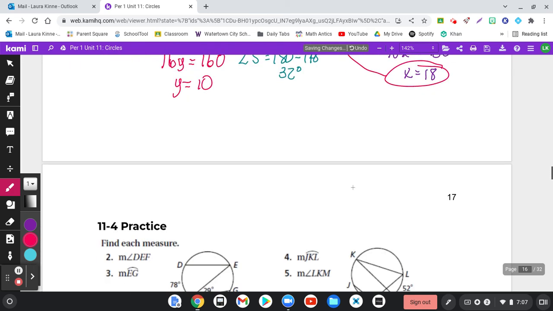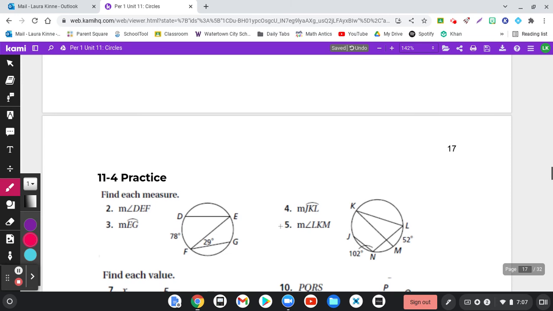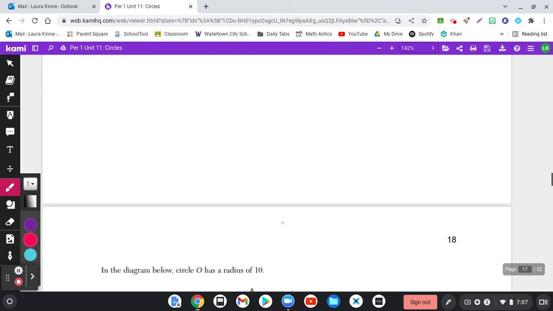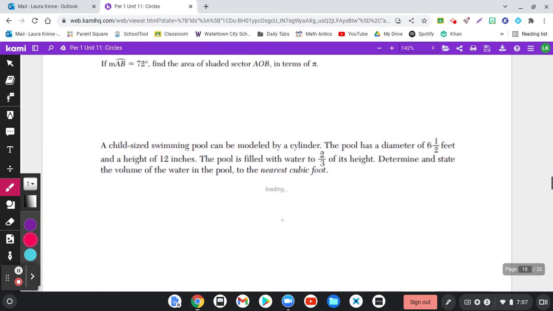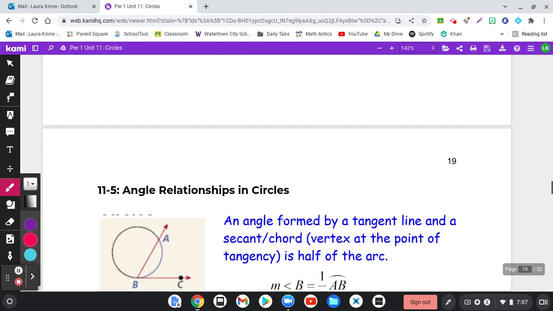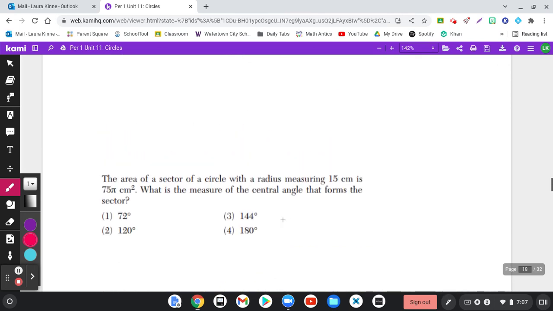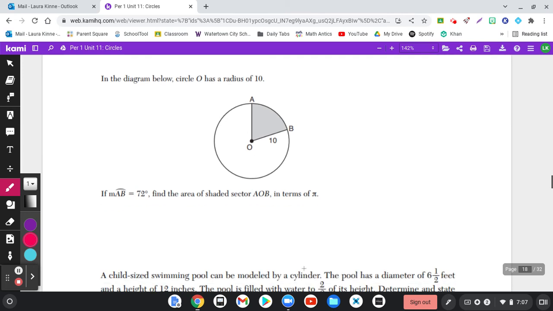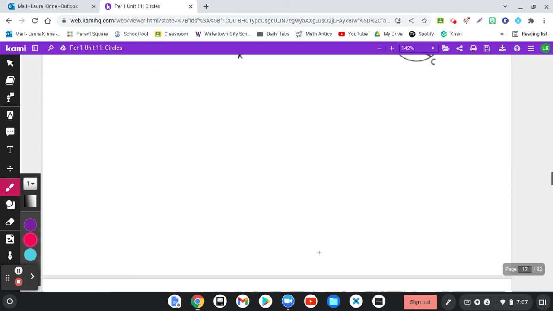Okay, that's it for inscribed angles. Give the practice a try. It shouldn't be too bad. The first page is what we just talked about. And then on the back, again, is that Regents review that's so important that you practice. We have just a couple more things to talk about, and we are set. But again, make sure you get this Regents review in. That's just as important as anything else.